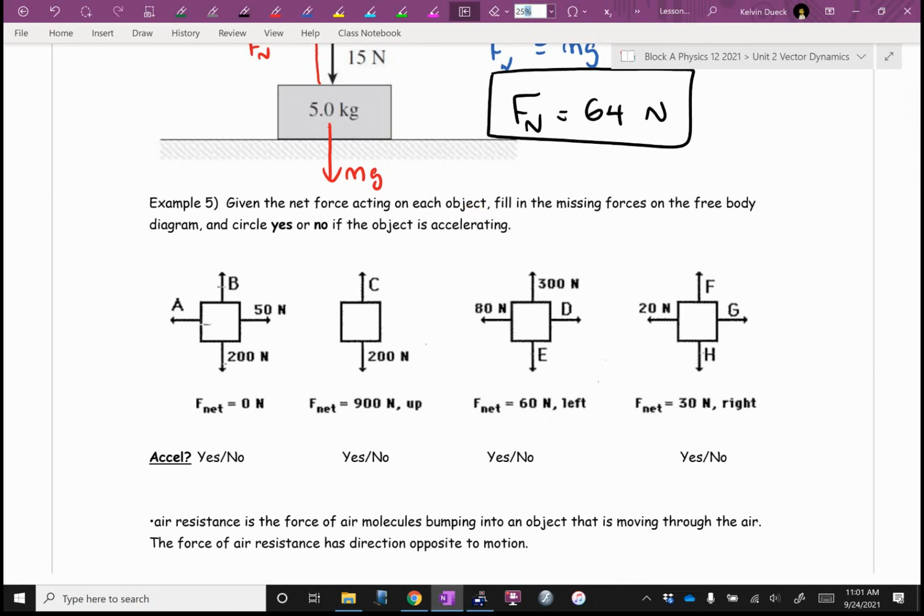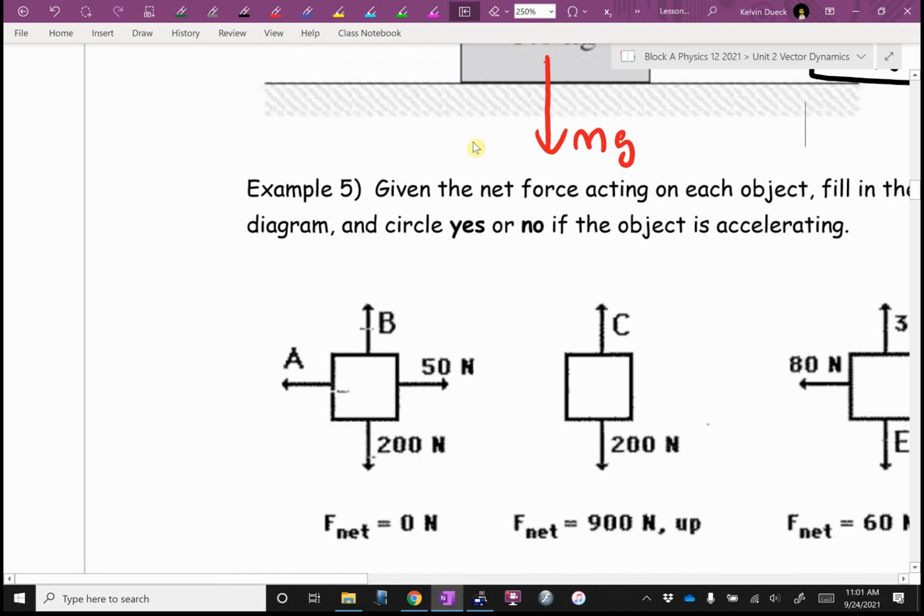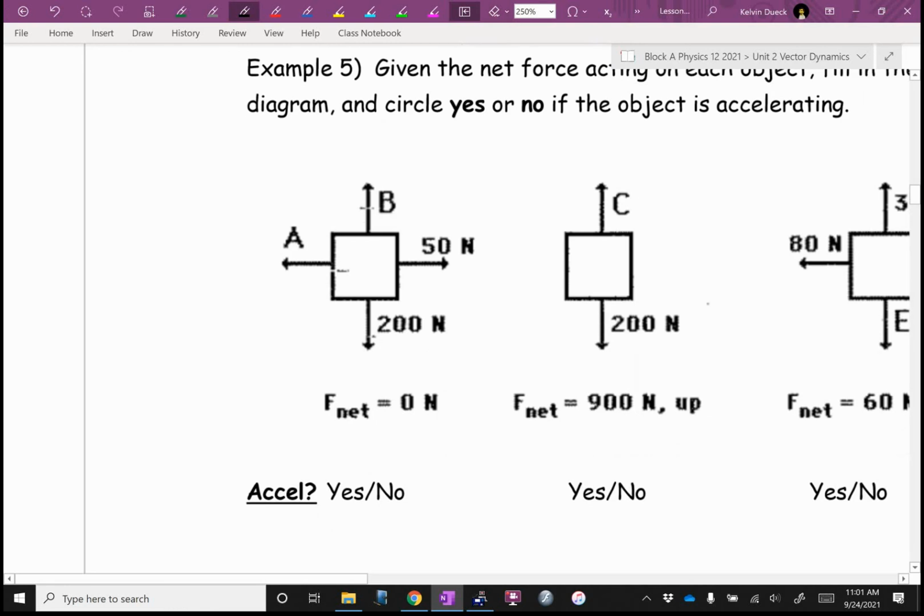In example 5 here, I'm giving you the net force at the bottom. We wanted to fill in the missing forces and decide whether it's accelerating. Let's decide whether it's accelerating first. We'll just circle yes or no, then we'll fill in the missing forces. Object, the first one, accelerating or not? How do you know? Net force is 0. Now, what does that mean? It's either at rest or it's moving at a constant velocity. I don't know which.